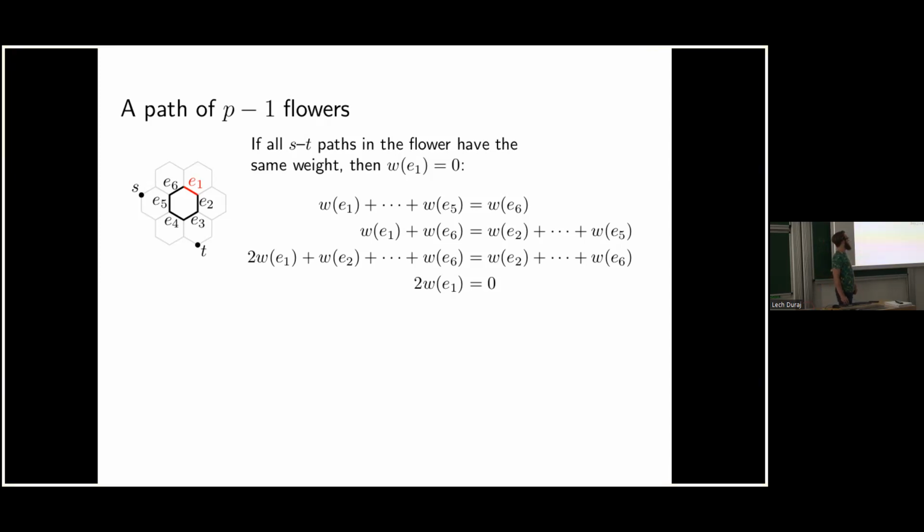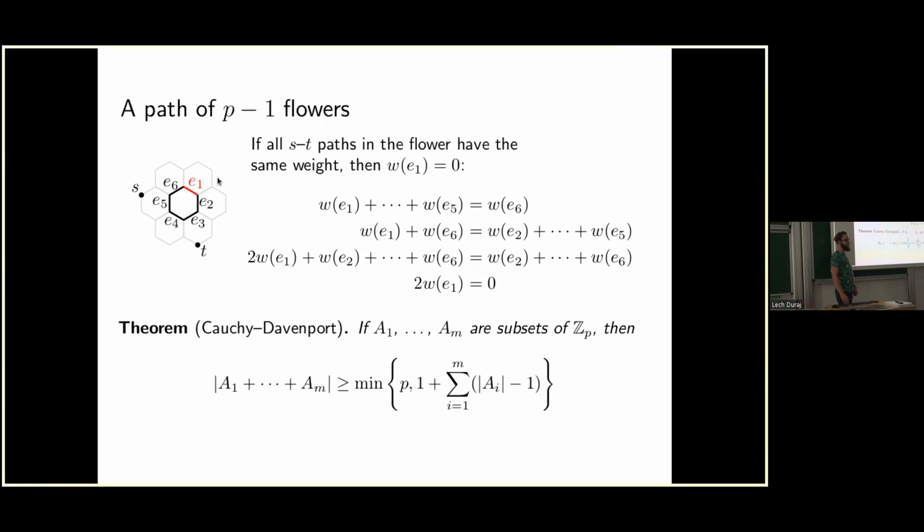And now this gives us a way to actually achieve any sum. So if we have a path of flowers, then the fact that at each place we can switch between two remainders modulo P implies that we actually can obtain any possible remainder modulo P. This is due to a theorem by Cauchy and Davenport, who showed that if you have some subsets of Z_P, then the Minkowski sum of those sets has size at least this term right here. But before we go into details what's on the right-hand side, let us discuss this Minkowski sum.